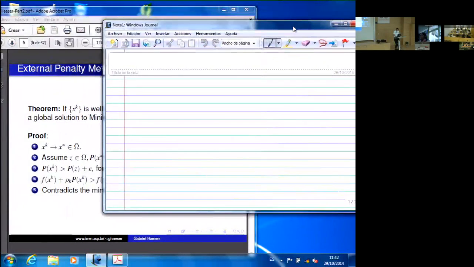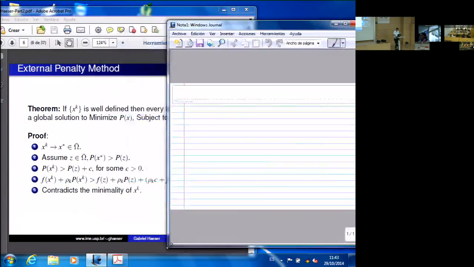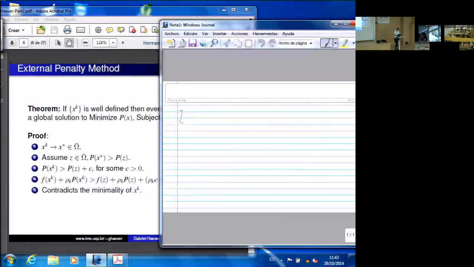So we have here a limit point, so let x star be a limit point of this sequence. So this means that we can have a subsequence. So there exists some subset of indexes. So there is some index K1.